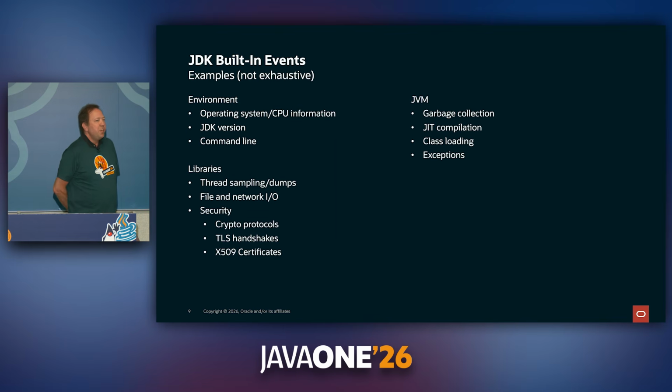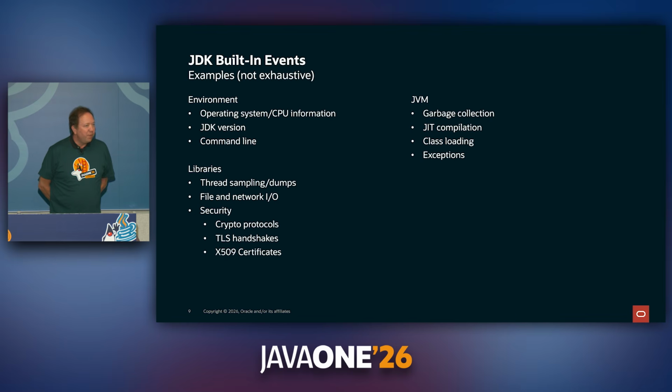I mentioned that we do generate events in the JDK itself. This is not an exhaustive list. It's just my favorite examples maybe of what's happening or what's included. It's everything from the environment you're running in. So which operating system and CPU are you running on? Can be useful for debugging and troubleshooting things later. It's the JDK version, which is of course of interest. The command line that got used to start up the application, that sort of thing.